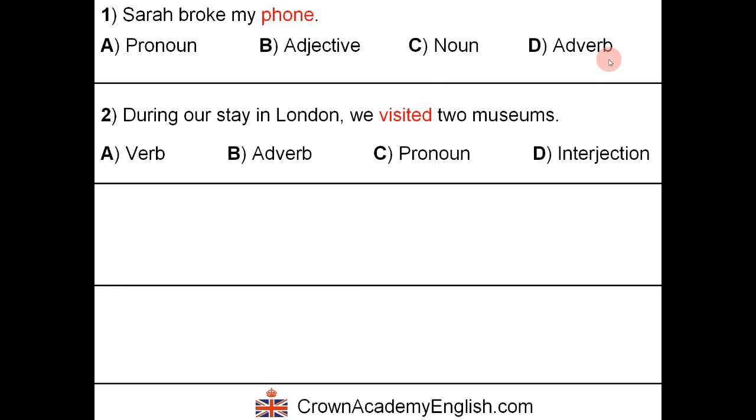Okay. Question 2. During our stay in London, we visited 2 museums. So the word in red is visited. So in this sentence, what type of word is visited? Is it A, a verb, B, an adverb, C, a pronoun, or D, an interjection?